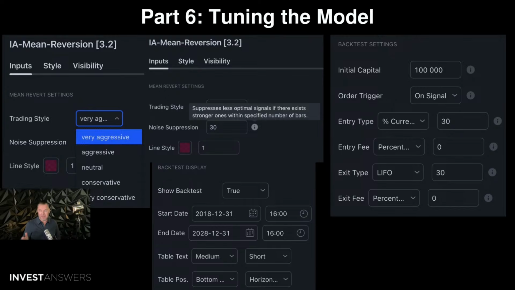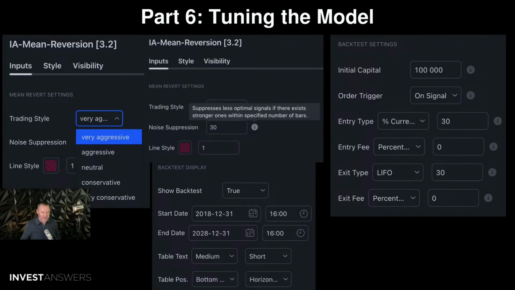If it's something like a Walmart, you'll typically go conservative or very conservative. If it's a disruptive asset like Tesla, you typically go very aggressive, or crypto, very aggressive. Then you have your time frame. Everything is the same time frame. I just started the clock at 12/31/2018 because that's the default in the system.